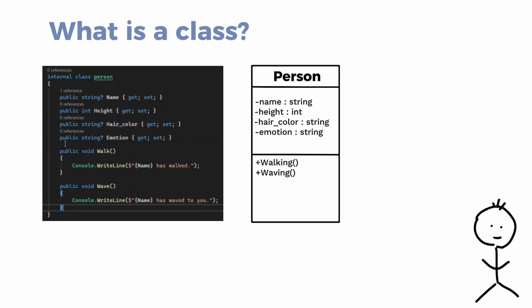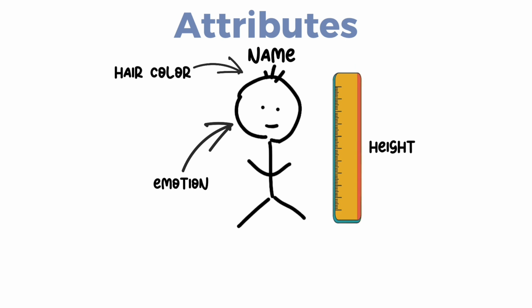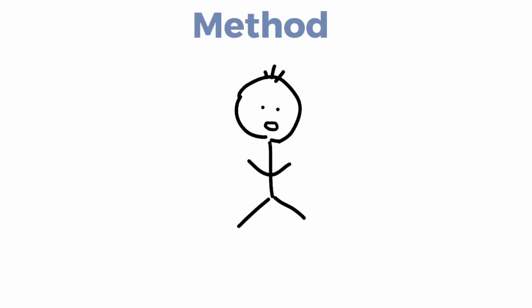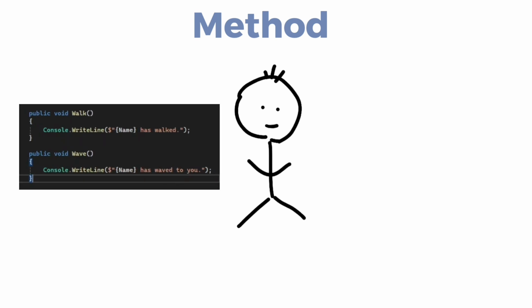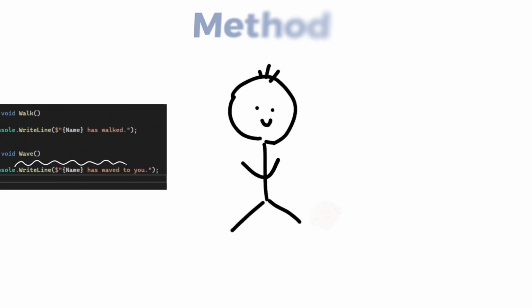Let's talk a little bit more about them. A class attribute is a variable that belongs to a certain class, which means that every instance of this class shares the same variable. For example, every person has a name, emotion, height, or hair color. A method is an action which an object is able to perform. Each object of this class can call the method. When a caller invokes the method, it provides concrete values, called arguments, for each parameter. On the screen, you can see some examples of the methods, such as walking or waving, which we added to our person in the previous code.